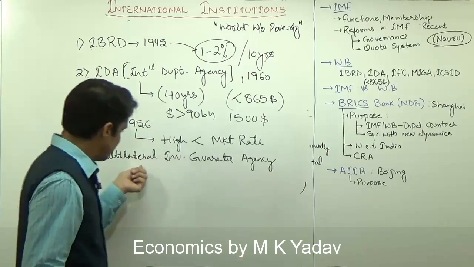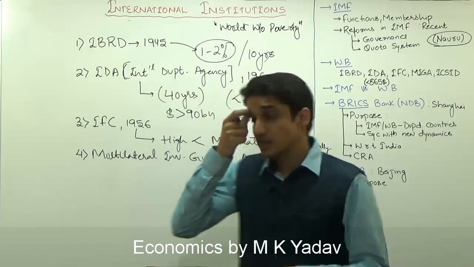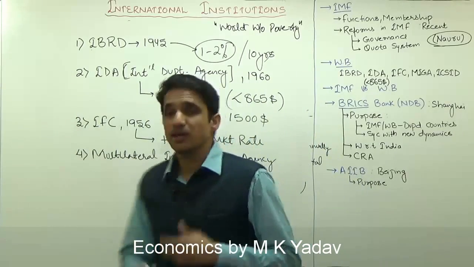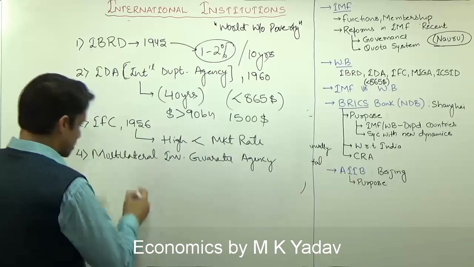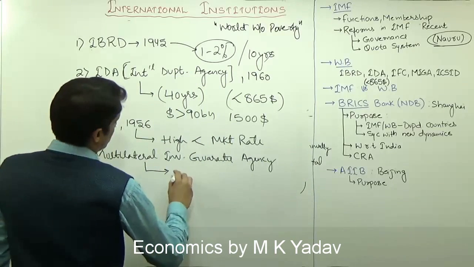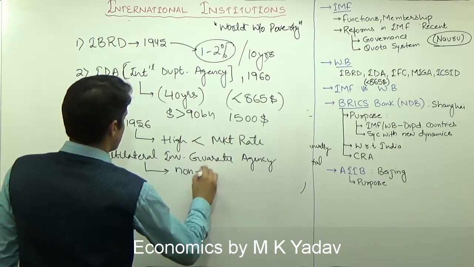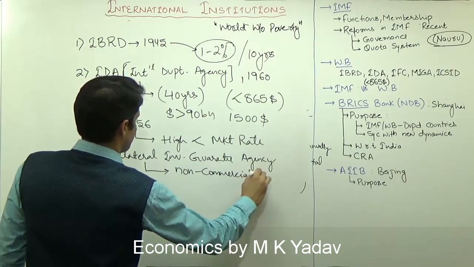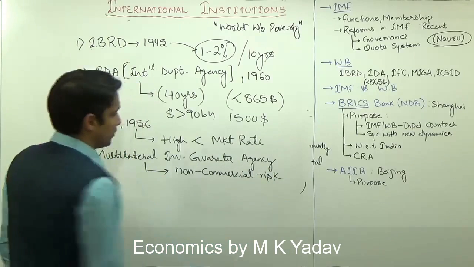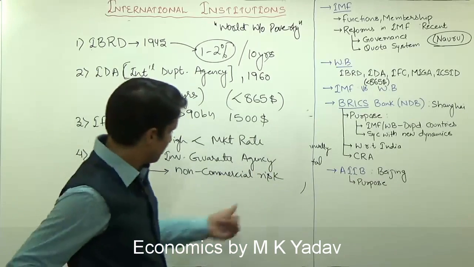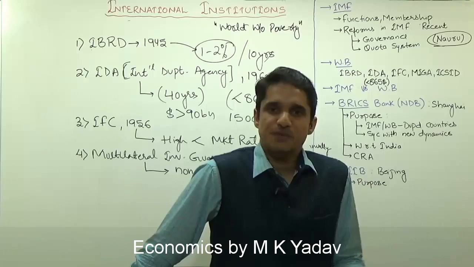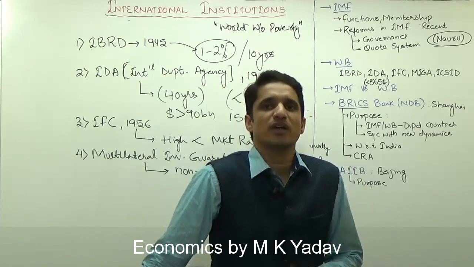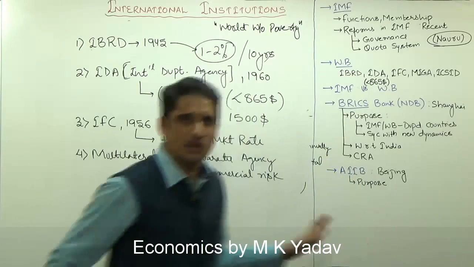So this MIGA will give you the insurance. MIGA will give insurance to the private investor for non-commercial risk. Non-commercial risk means it's not like tomorrow Infosys wants to go and invest in Africa and files bankruptcy because of the inefficiency of the working of Infosys. In that case, you will not get the insurance.